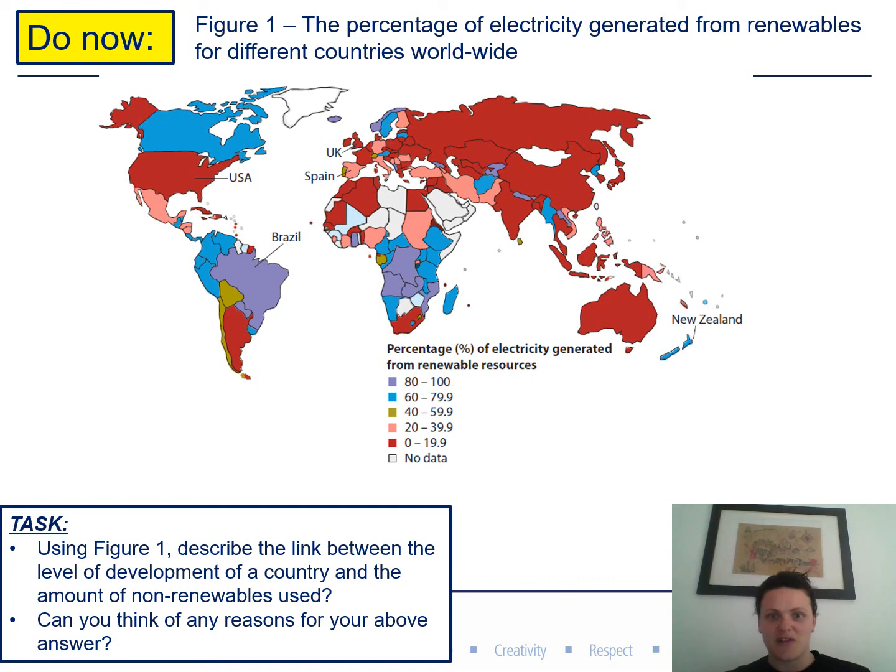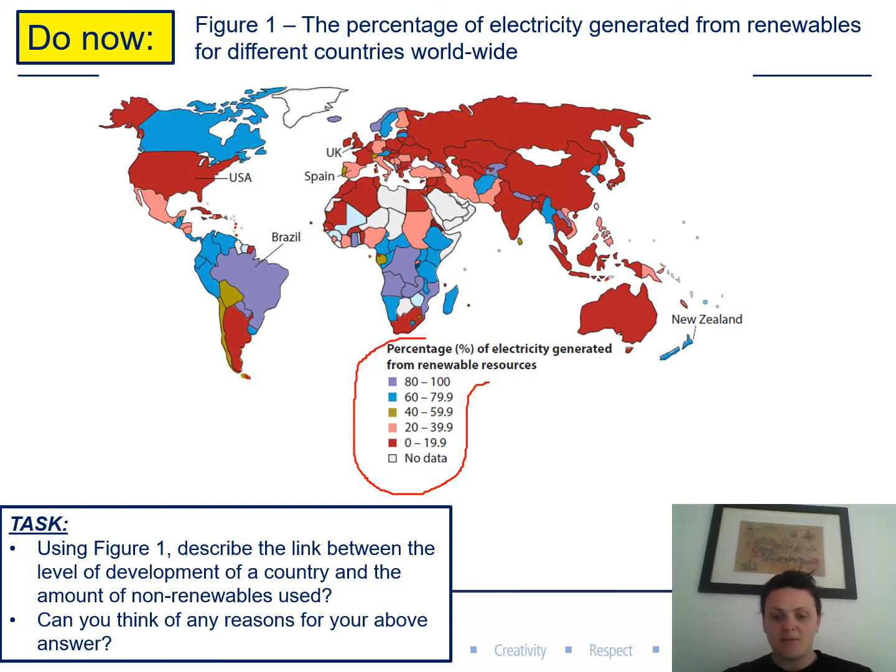So we haven't done one of these for a while. So in front of you, you can see figure 1, and this shows the percentage of electricity that's generated from renewables for different countries worldwide. So how much of energy is produced from renewable sources in each country? So you can see it here, it's different colours. And down here you can see the key, what those different colours represent, and they represent the percentage. So let's have a look at the question.